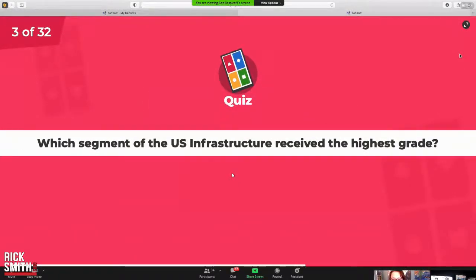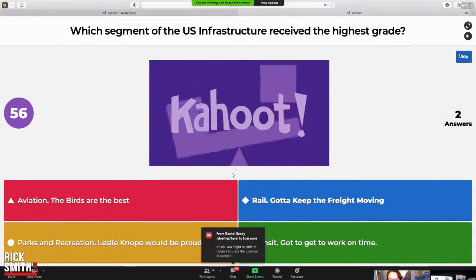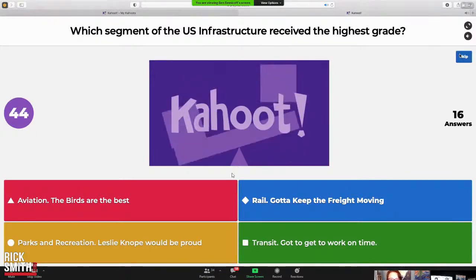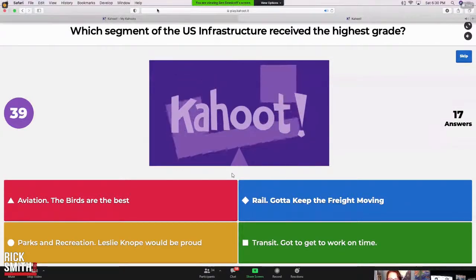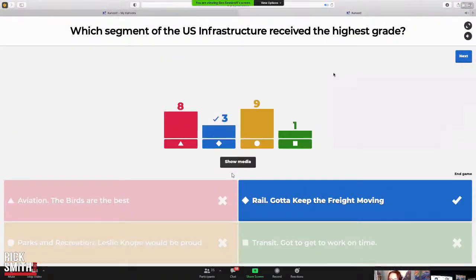Which segment of the U.S. infrastructure received the highest grade? Which received the highest grade in our infrastructure? Is it A? Oh, I guess I don't... Do I have to read them? A, aviation, parks and recreation, rail, or transit? Aviation, the birds are the best. Parks and recreation. I don't know who Leslie Knope is, but I'm sure she would be proud. Rail, got to keep the freight moving, or transit.